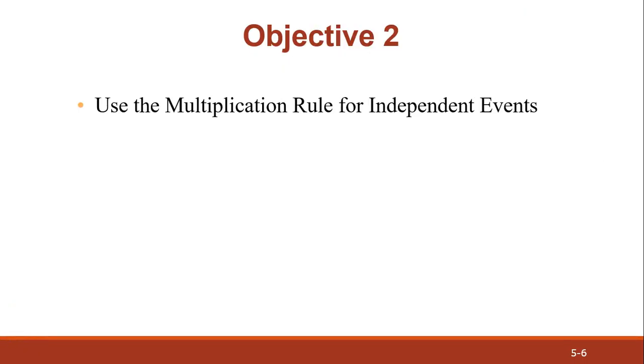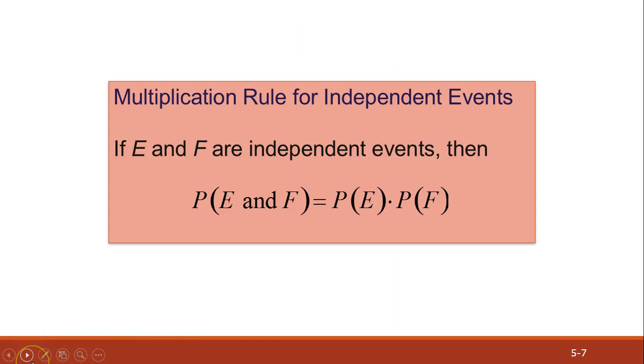All right, objective 2 says use the multiplication rule for independent events. Now that we know what independent events are, this is the type of rule that you will be applying on those types of events. Here's the multiplication rule for independent events. If E and F are independent, then the probability of E and F is equal to the probability of E times the probability of F.